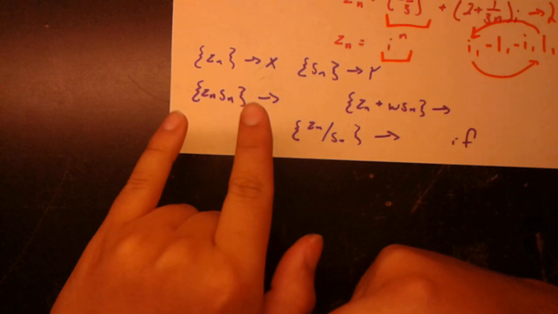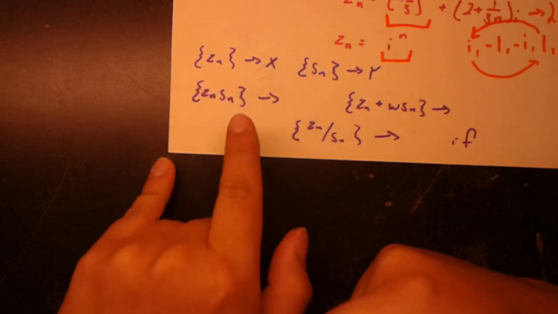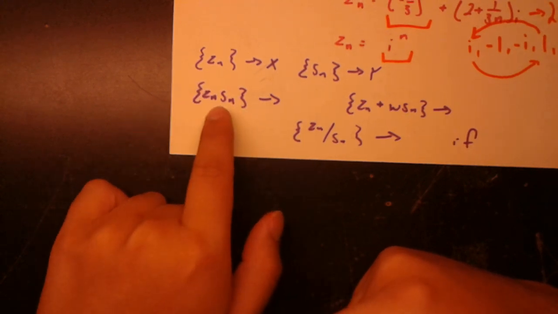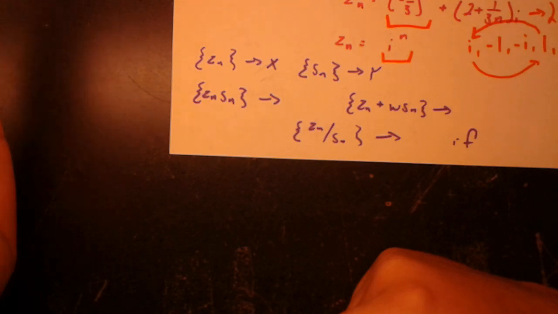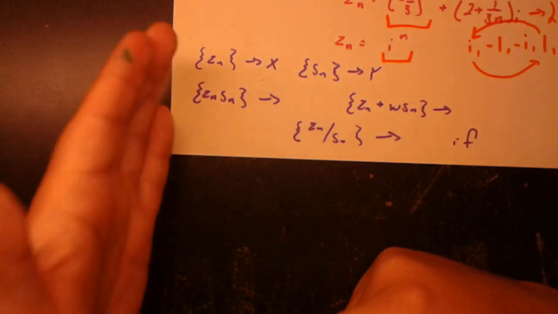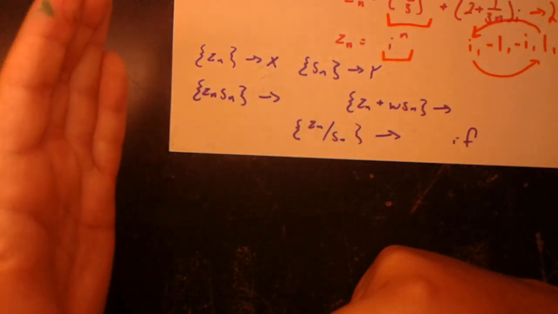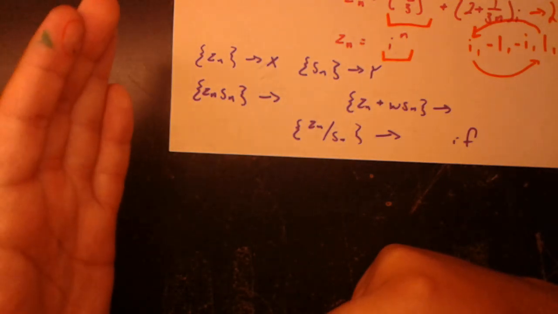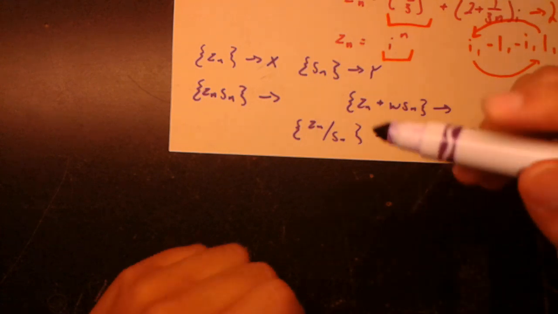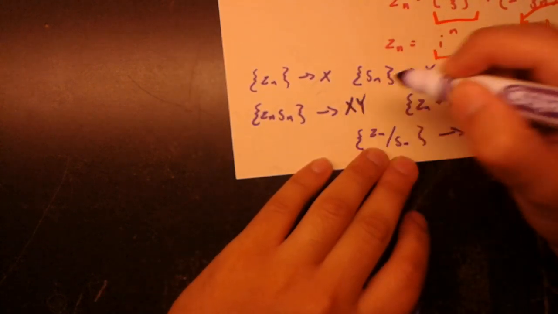So what does the sequence z sub n times s sub n converge to? This sequence is what you get when you multiply term by term. So the first term times the first term is the first term of the sequence. The fifth term of z sub n times the fifth term of s sub n is the fifth term of z sub n s sub n, like that. So this will converge to xy.